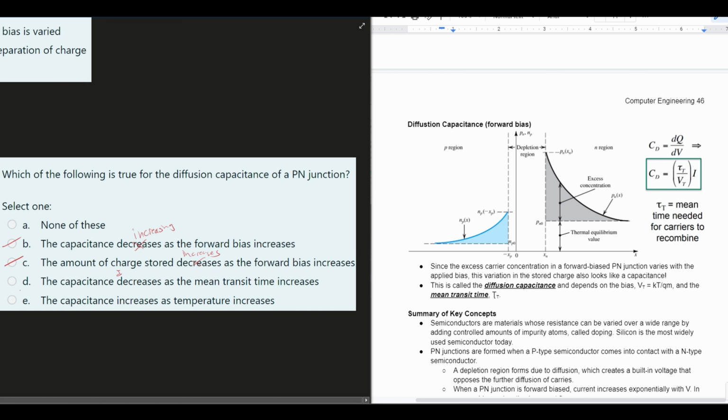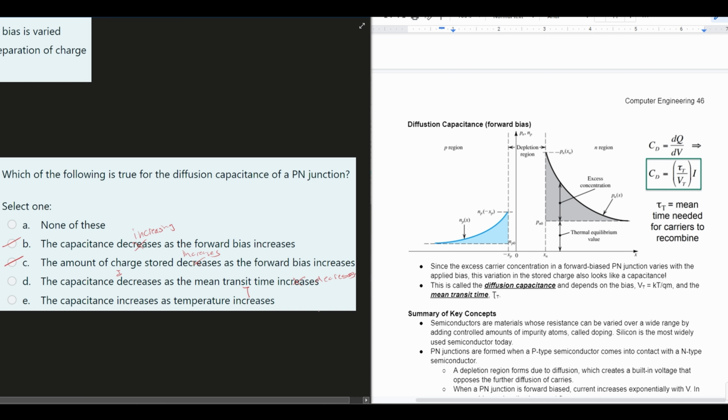Next, we have the capacitance decreases as the mean transit time increases. So our capacitance, if it's decreasing, that means if we look at this equation, we should have some small number over a large number. That's going to get it close to 0. Well, the mean time is going to be the t, and we can see that our t is up top. So this is incorrect, because if the capacitance is decreasing, that means we would have to have some small value on top, which means that this cannot be increasing. So this is also proportional to each other, so decreases.